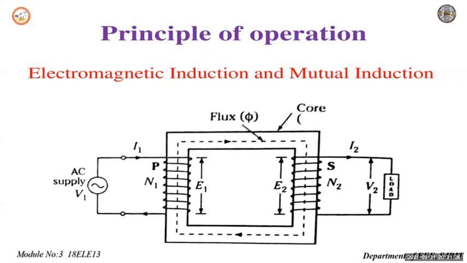One more question comes. Can DC supply be used for transformers? The DC supply cannot be used for the transformer. The transformer works on the principle of mutual induction, for which current in one coil must change uniformly. If DC supply is given, the current will not change due to constant supply and the transformer will not work.